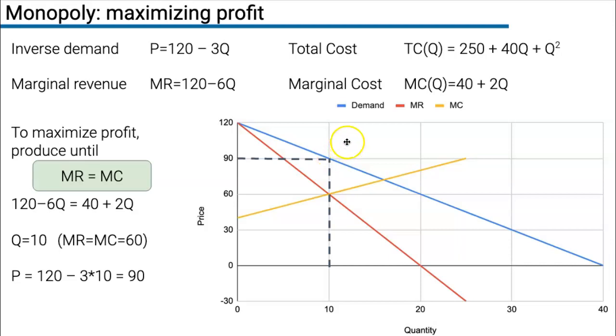So this is kind of a two-step procedure. And in the first step, you find the optimal quantity. And in the second step, you go back to the inverse demand equation to find at what price you'll be able to sell that quantity.